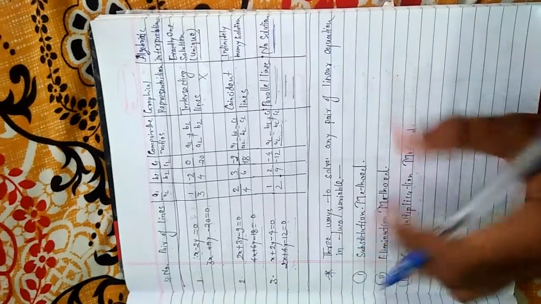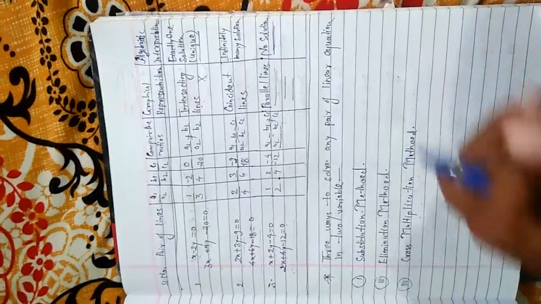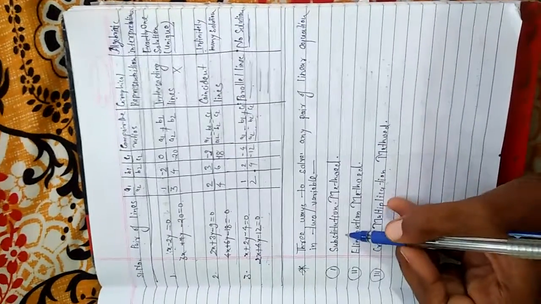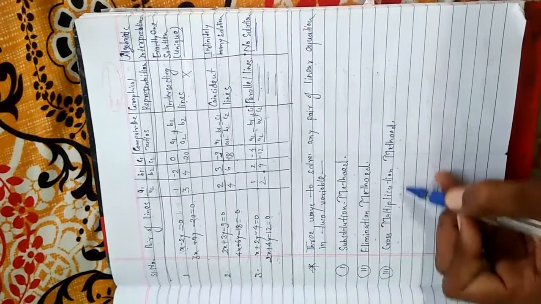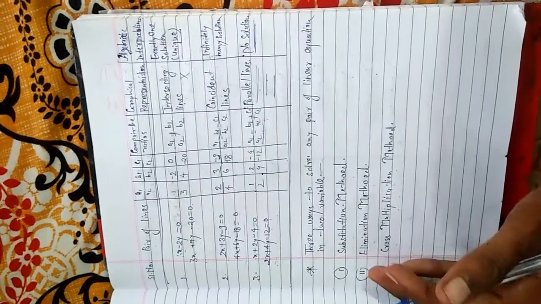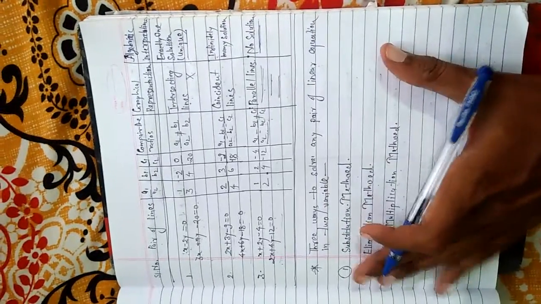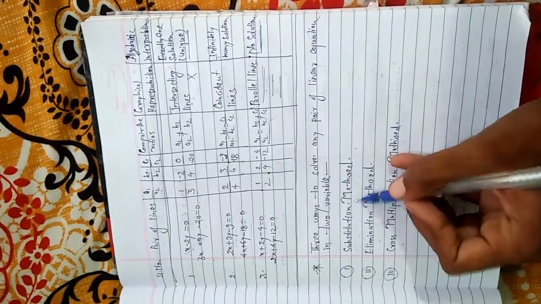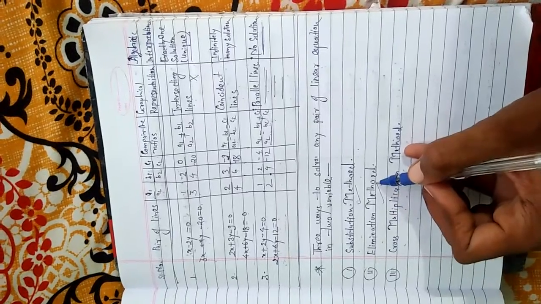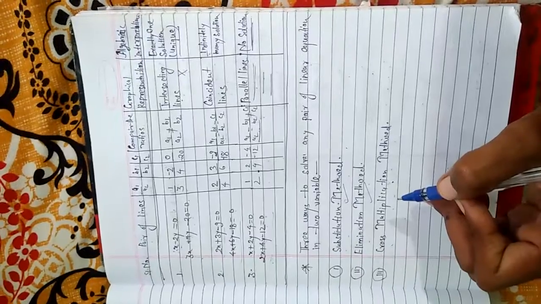Now any pair of linear equations in two variables, we have to solve in three ways. Okay, so the first way is the substitution method, the second is the elimination method, and the third is the cross multiplication method. So next we are taking some sums for the solution, and we are going to solve by these three methods. Okay, first we are going to solve by substitution method, then elimination method, then cross multiplication method. Okay, so let's take some questions.